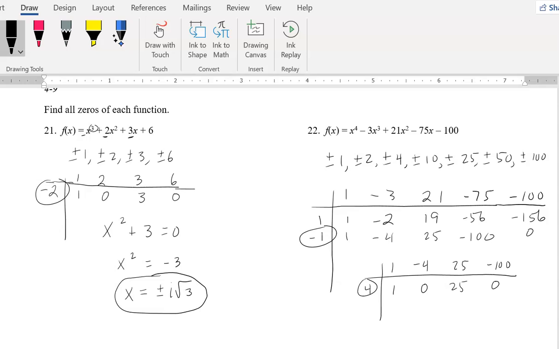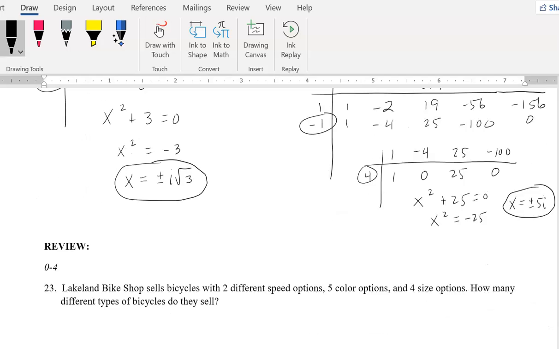Okay, and now I just have to solve this quadratic, x squared plus 25. And so subtract 25 from both sides. And my final 2 zeros are going to be plus or minus 5i. All right, so that takes care of 22.